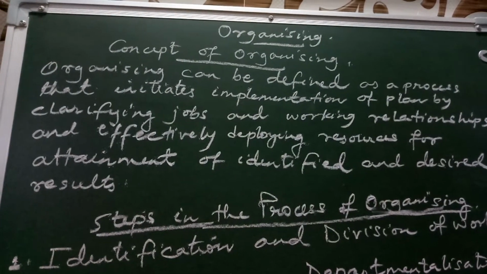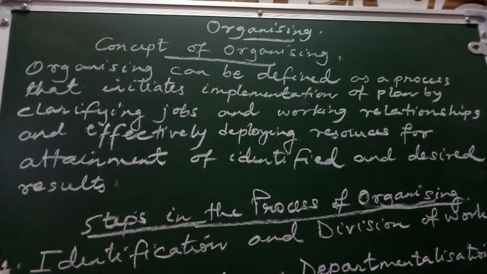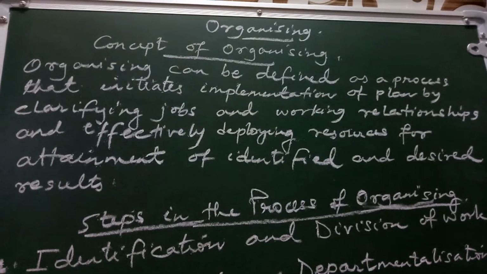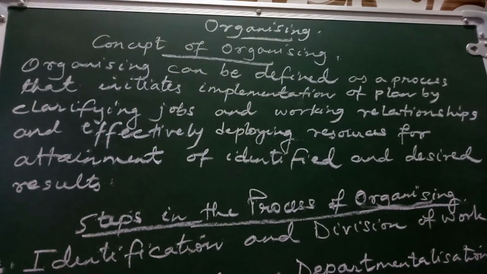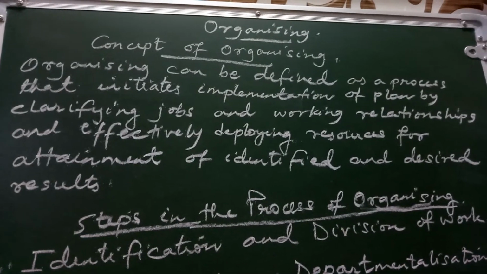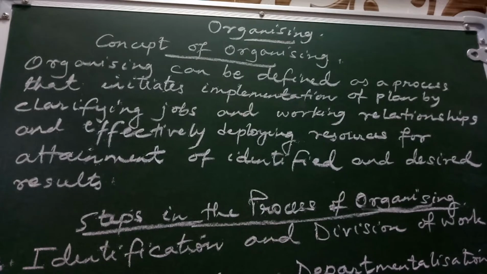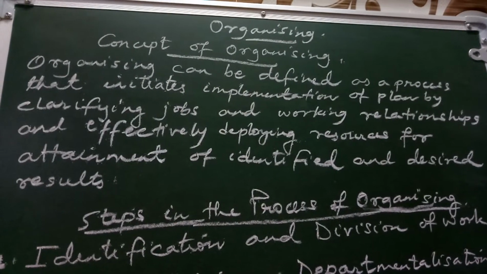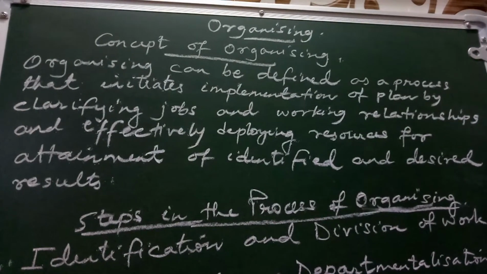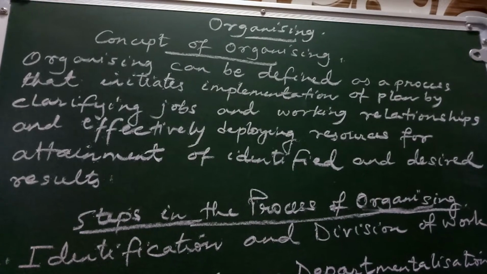Now, what is the proper definition of organizing? Organizing can be defined as a process that initiates implementation of plans by clarifying job and work relationships and effectively deploying resources for the attainment of organizational goals. First of all, organizing is a process. It helps in the implementation of the plans.